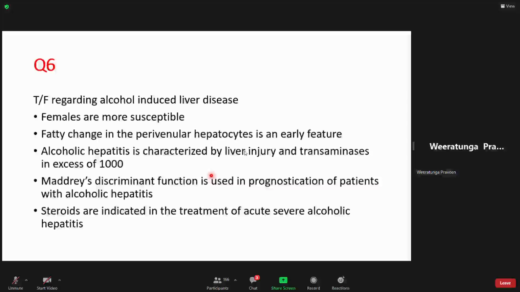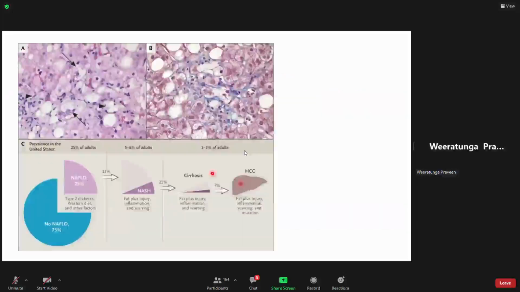Now, how do you manage a patient with alcoholic hepatitis? You calculate something called Maddrey's discriminant function, MDF, which is used to prognosticate people with alcoholic hepatitis. It's like a score. When it's more than a certain cutoff point, you give steroids. You don't need to know the cutoff points, but in some people you do give steroids. Remember the MCQs you can be asked about alcoholic hepatitis.